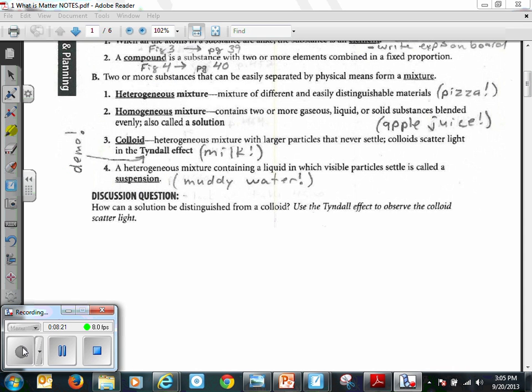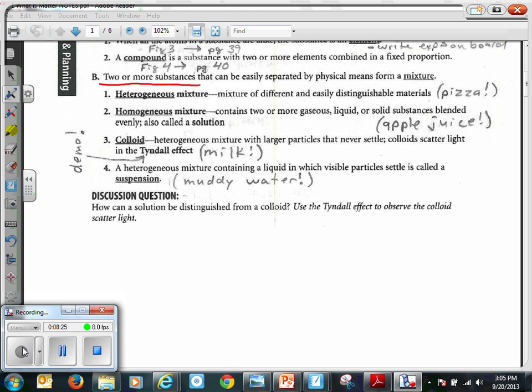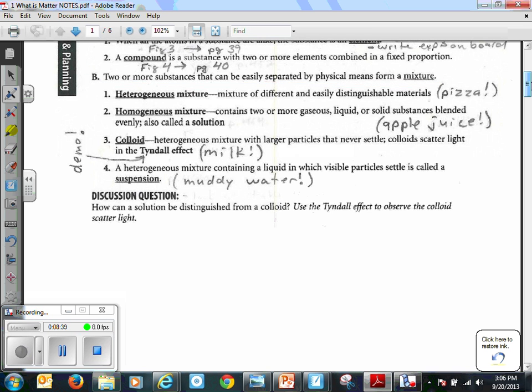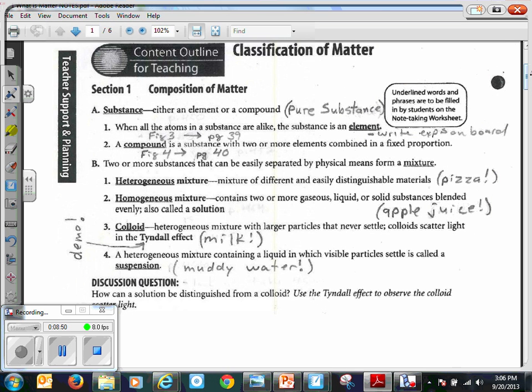Okay, so we go on to our next part of the notes here. We have mixtures, okay? So if we have two or more substances that can be easily separated by physical means, they're called a mixture, okay? So before, what we were talking about up here was substances that cannot be separated by ordinary chemical means or physical means. Now we're segueing into a substance that can be separated by physical means to form a mixture.